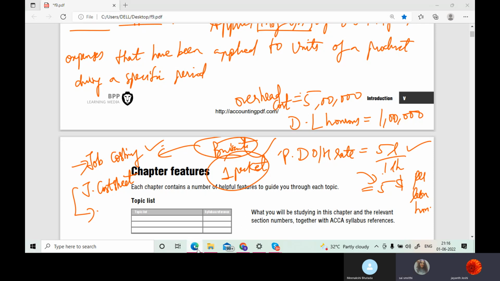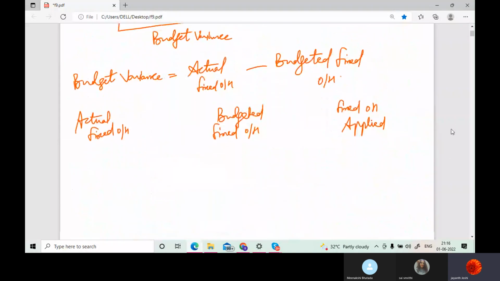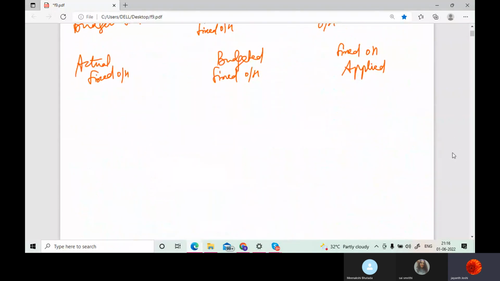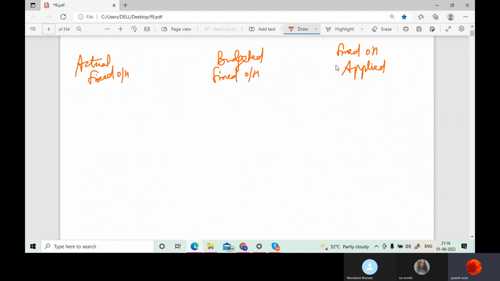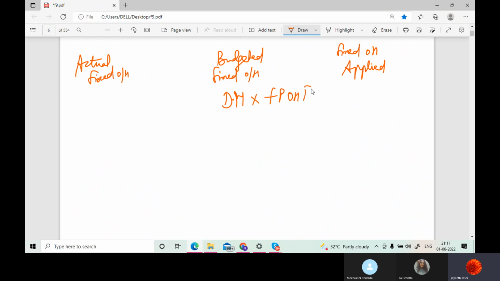Now we would go to the previous formula and write it. Now the things become very simple and easy for you. Here we will take denominator hours. The denominator hours is nothing but the base which you are taking to find out your predetermined overhead rate. That can be machine hours or labor hours, into fixed predetermined overhead rate. And this is standard hours.